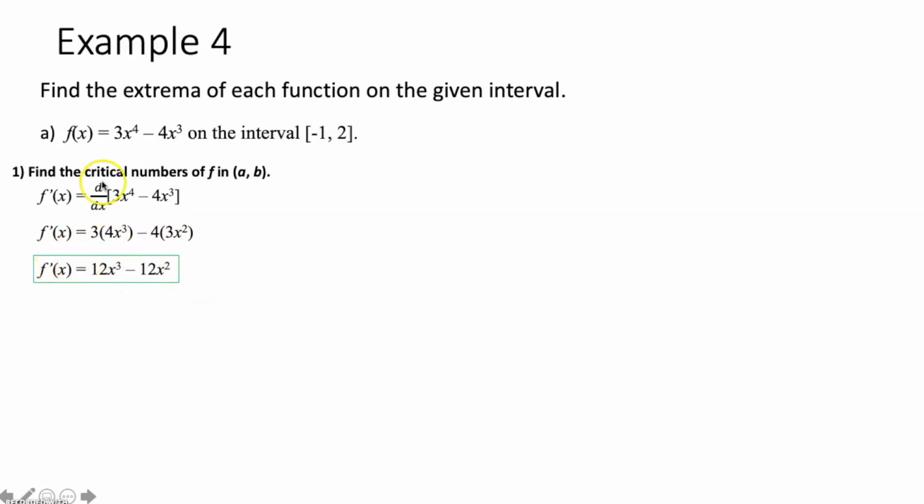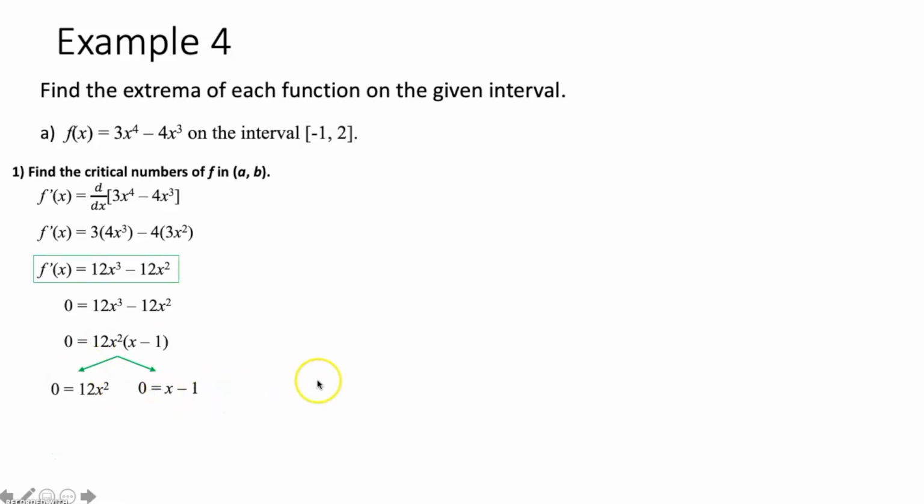Now remember, the critical numbers occur wherever the derivative of your function is equal to 0 or wherever it does not exist. Is there anywhere where this function right here would not exist? No. So what we can do then is just set it equal to 0 and solve for x. How do I solve this for x? Well, I can factor out a 12x squared from each term. And now again, I can use the zero product property. Since this times this equals 0, I can set each of these separately equal to 0 and solve for x.